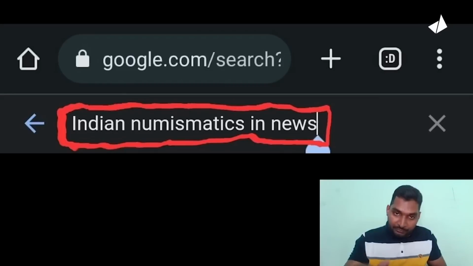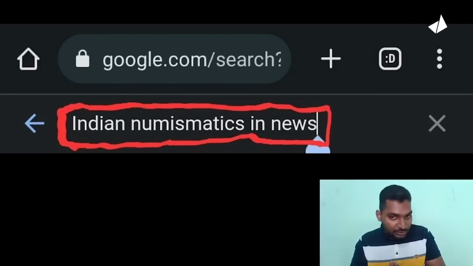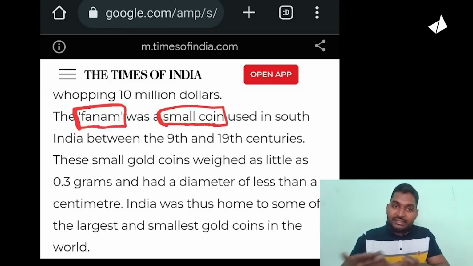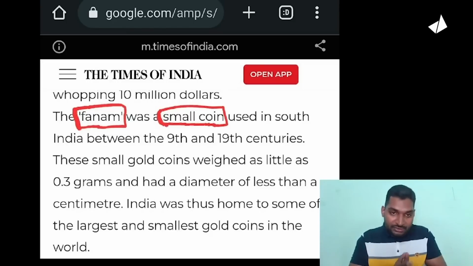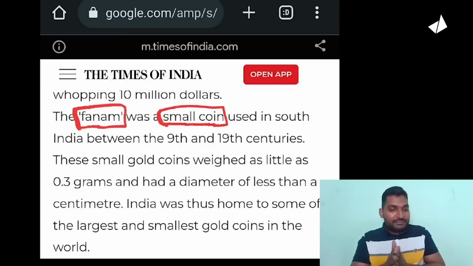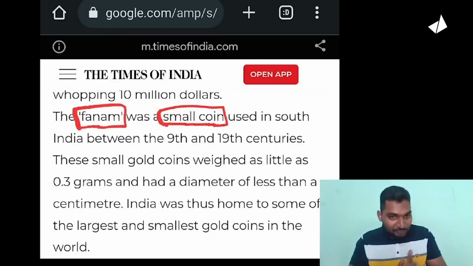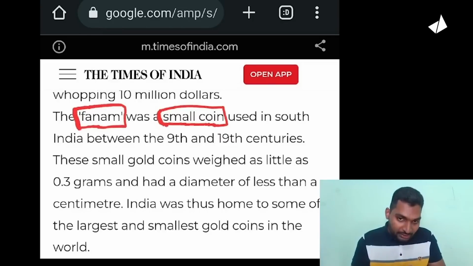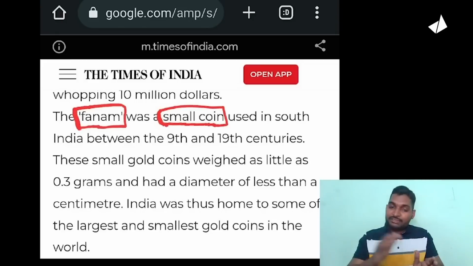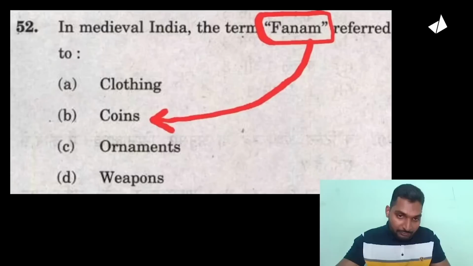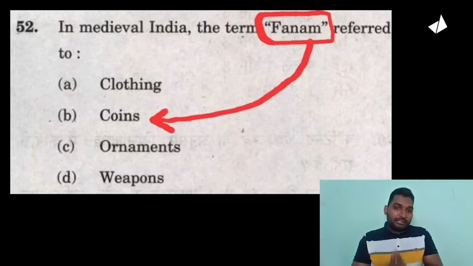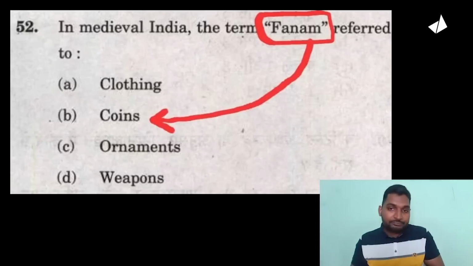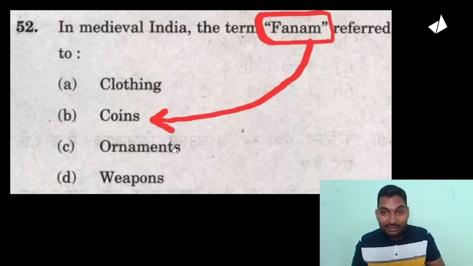We open the browser, we just search Indian numismatics in news. We get many results. We open a result. Now this is from Times of India, which says the Phanam was a small coin used in South India between XYZ, whatever. Now in 2022 prelims paper, we had this question. In medieval India, the term Phanam referred to, and we mark coins as a correct answer. Why do we mark coins as a correct answer?